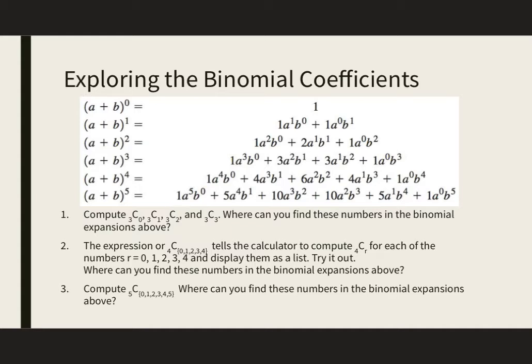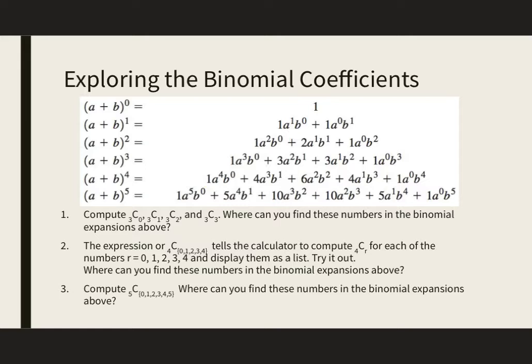Now when we get to the fourth row, which is a plus b to the third, things start to get a little dicey. So let's see why that's the case. Notice there are coefficients in every single expansion. What we're going to do in step 1 is compute 3c0, 3c1, 3c2, 3c3. All right, so on your graphing calculator, enter 3 on your main screen, and then math, arrow right to prob, and then go down to nCr.